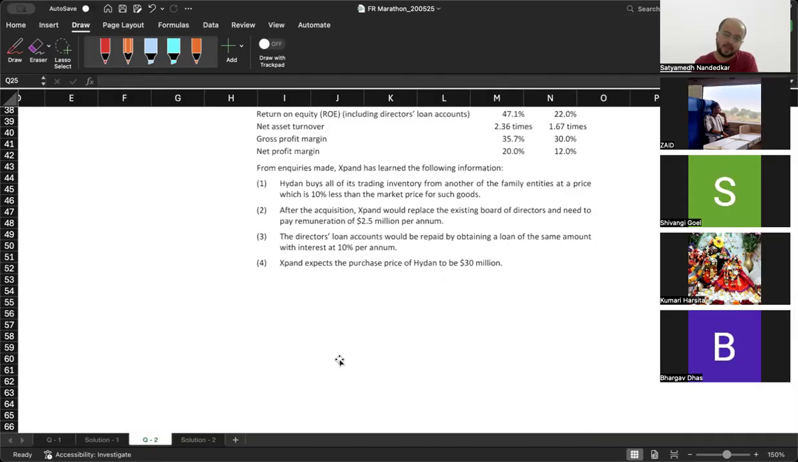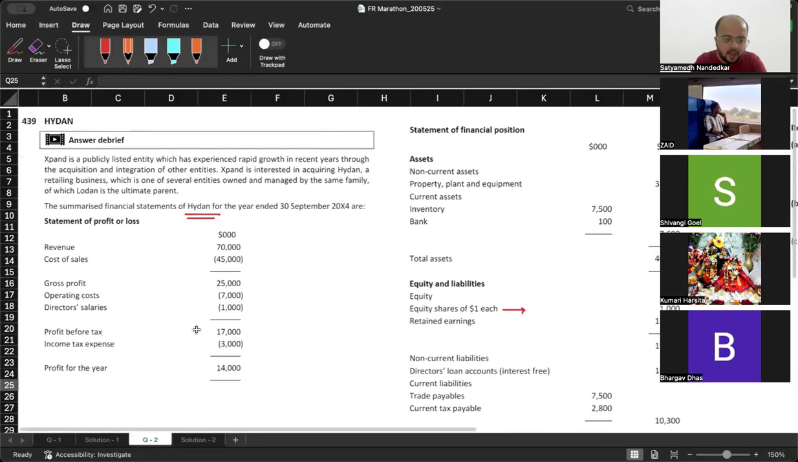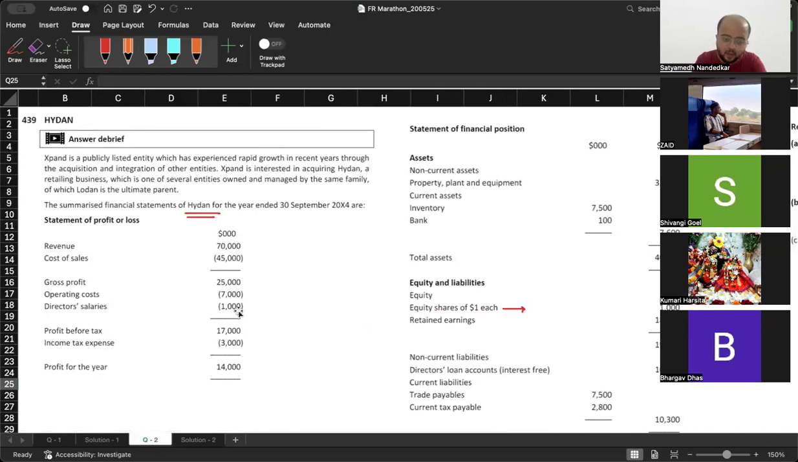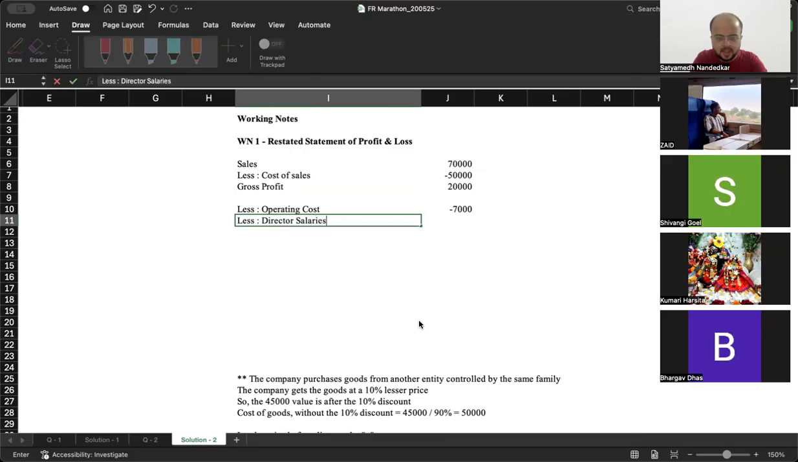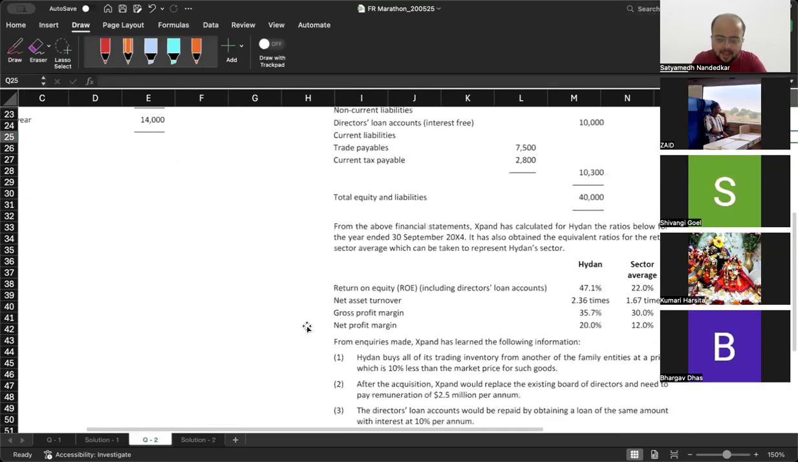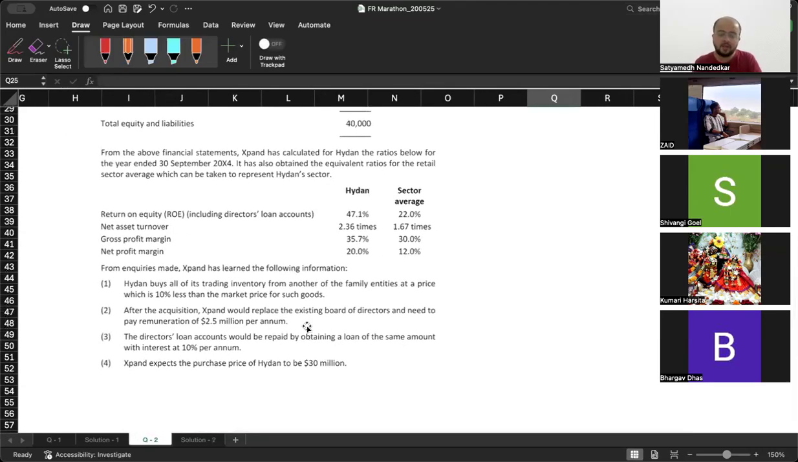Then what is the next item? After acquisition, Expand would replace the existing board of directors and need to pay a remuneration of 2.5 million per annum. ये additional remuneration आपको pay करना पड़ेगा. Right now, if you observe, it has operating cost of this much and director salary of 1,000. So इसमें आपका add हो जाएगा less operating cost minus 7,000 less director salaries 1,000. But they are saying कि क्या होगा? The existing board of directors they would replace. So if you are replacing the existing board of directors, you will not have to pay them any remuneration. Do you agree? आपको उनको अभी नहीं देना पड़ेगा ना. If you are replacing the existing directors, तो उनको जिनको हटा दिया उनको थोड़ी आप सैलरी देंगे.